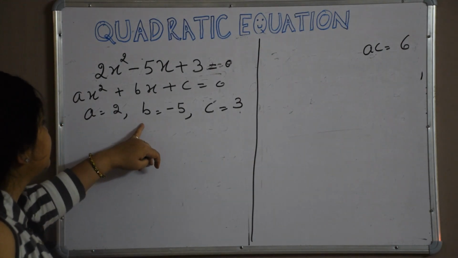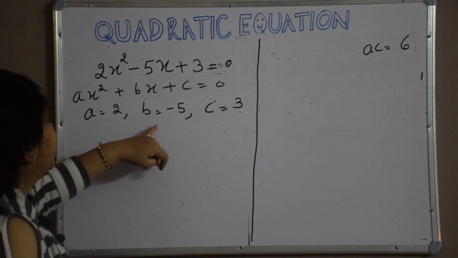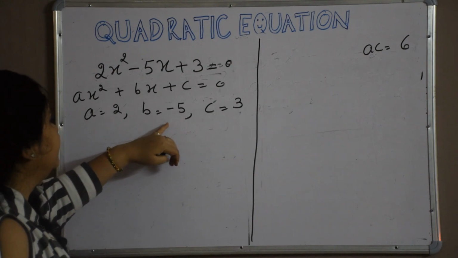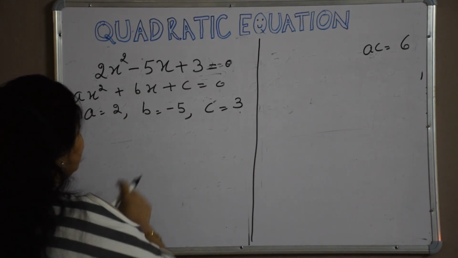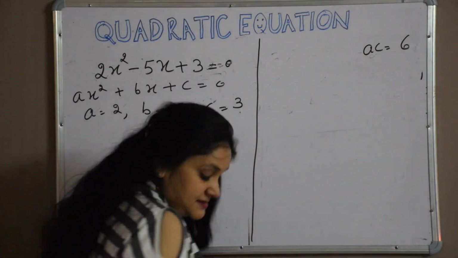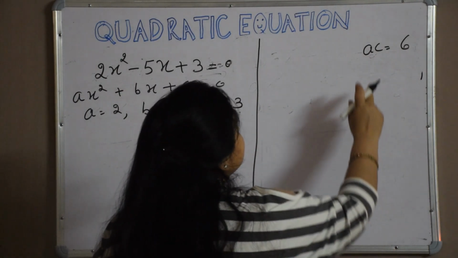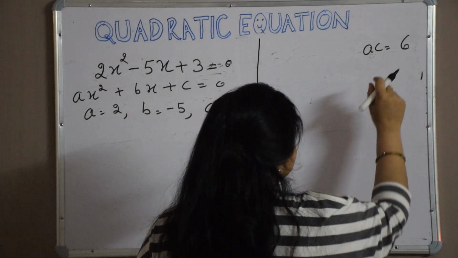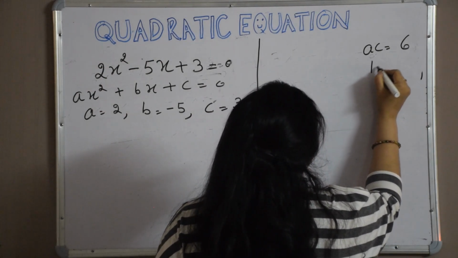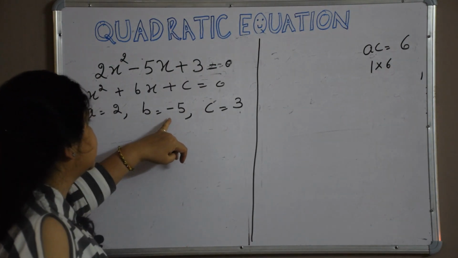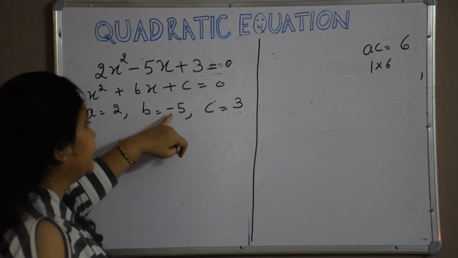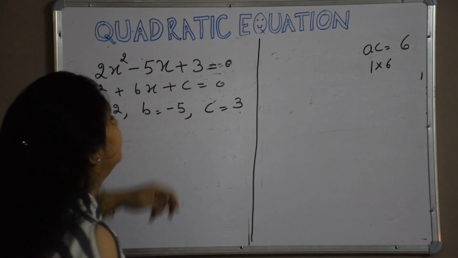Now we have to split this middle term. We have to split this minus 5 in two terms such that the addition is minus 5 and the product is 6. Here see how many possibilities are there. AC is equal to 6. One possibility 1 into 6.